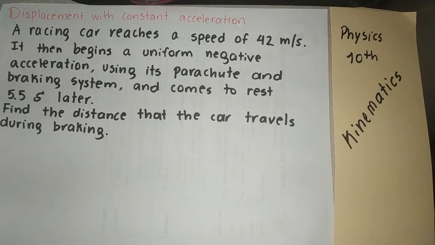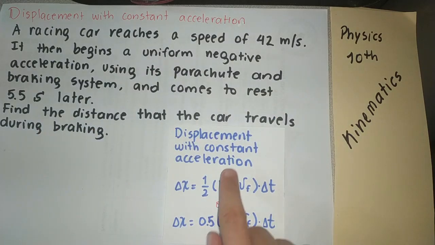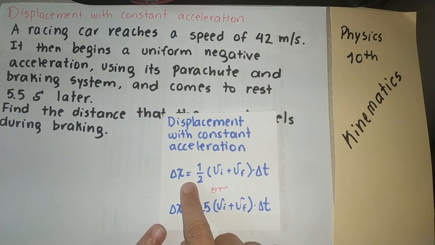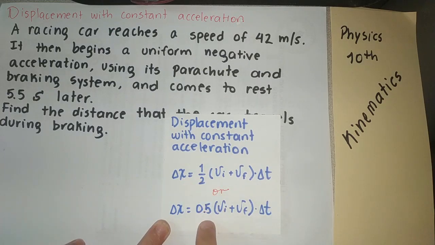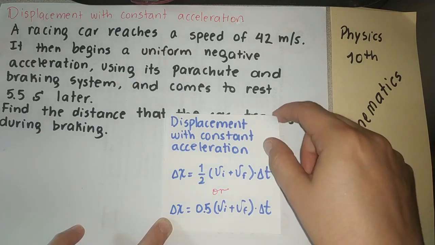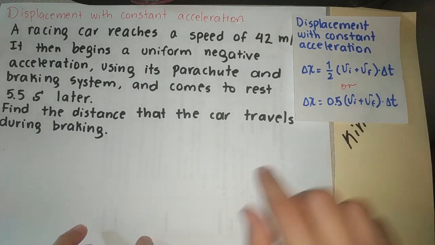Now, for this problem, we're going to make use of the equation that we have over here. Displacement with constant acceleration is delta x equals 1/2, or 0.5. I prefer using 0.5. Multiply times the addition of the two velocities, initial and final, times the time. I'm going to leave it over here.